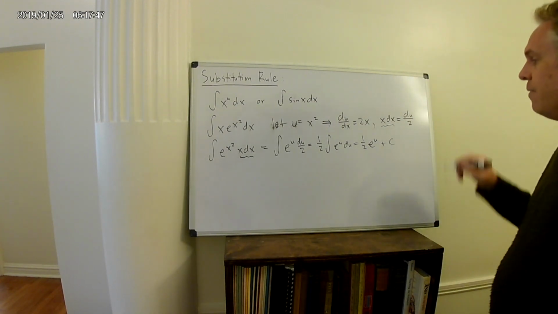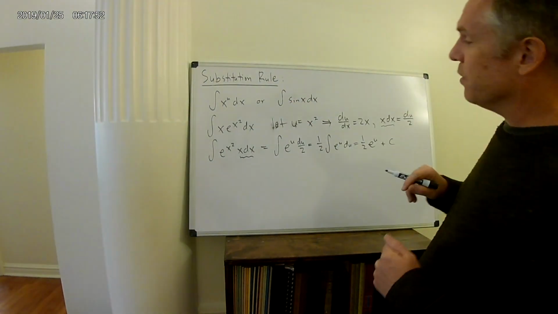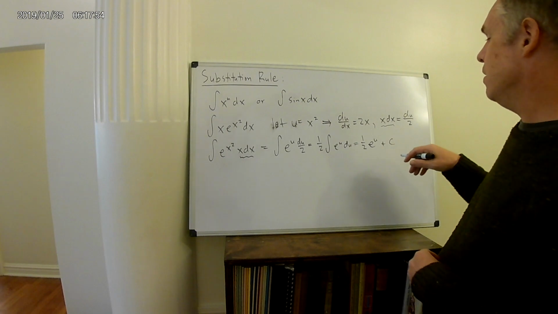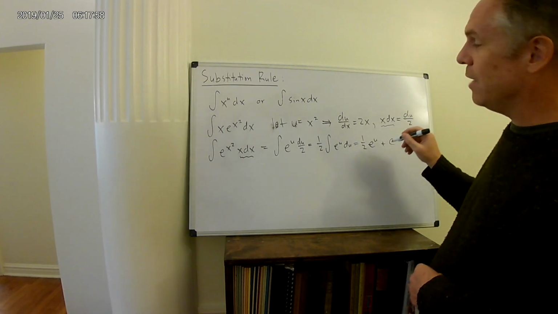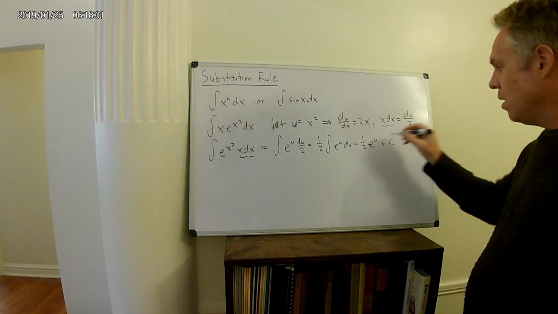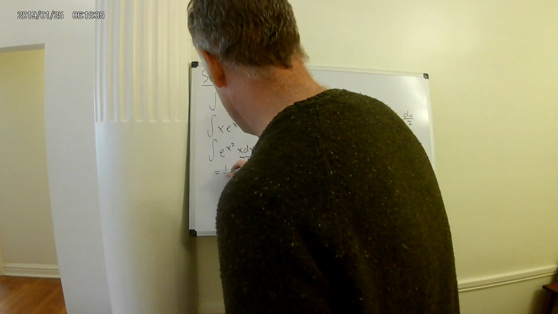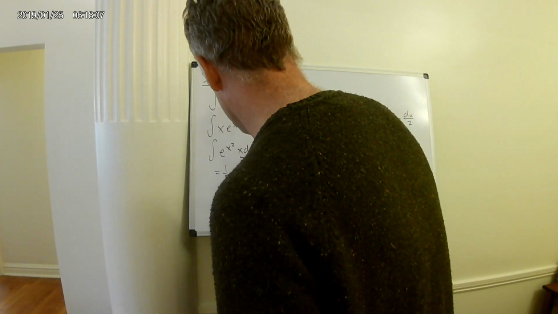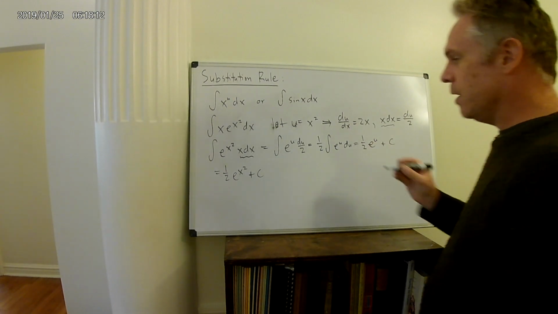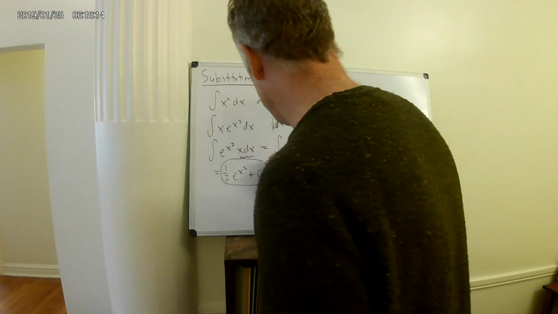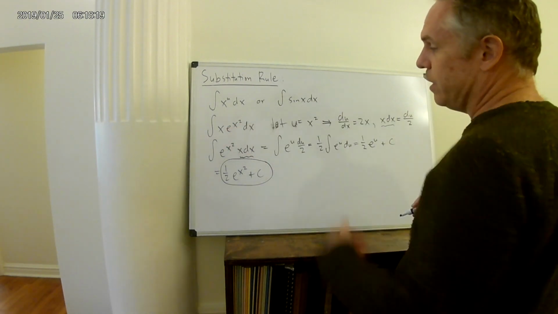Then the final step here is, because my integral was originally in the form of x, I want to substitute back in to turn it back into an x equation, not a u equation. Well, u equals x squared, so this integral then equals 1/2 e to the x squared plus c, where c is the integration constant. And so this is the answer. This is the integral of x e to the x squared dx.